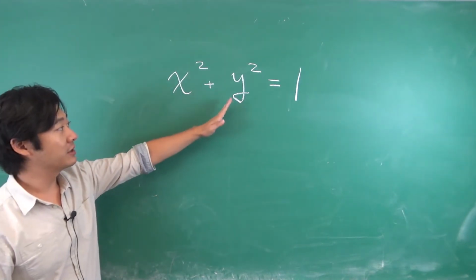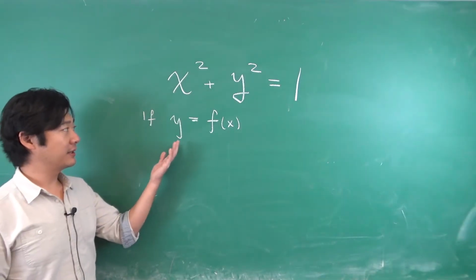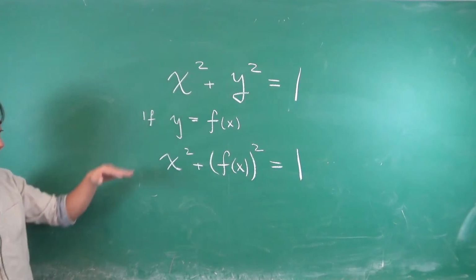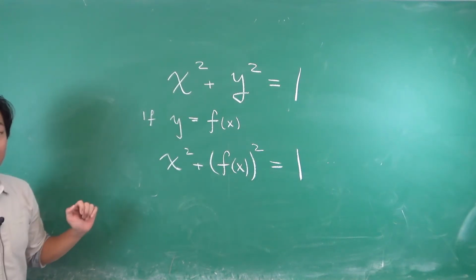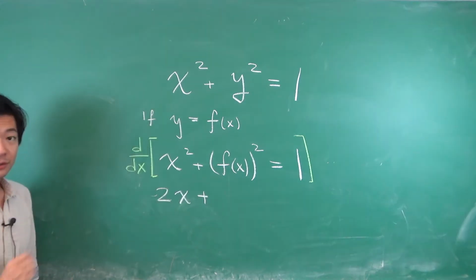Well, imagine y is going to be a function of x. Let's rewrite this as y equals f of x then. We can rewrite this equation as something like this. Now let's take the derivative of everything. So the derivative of x squared is 2x.